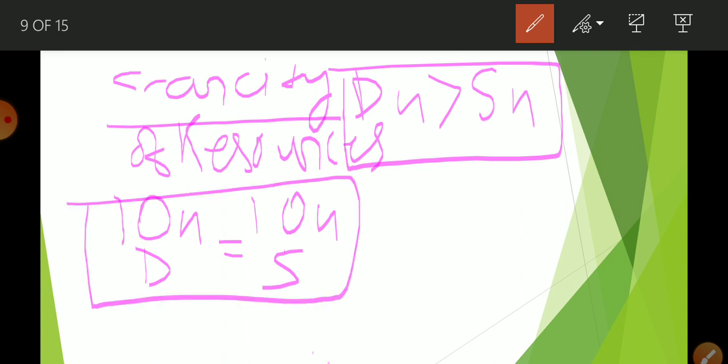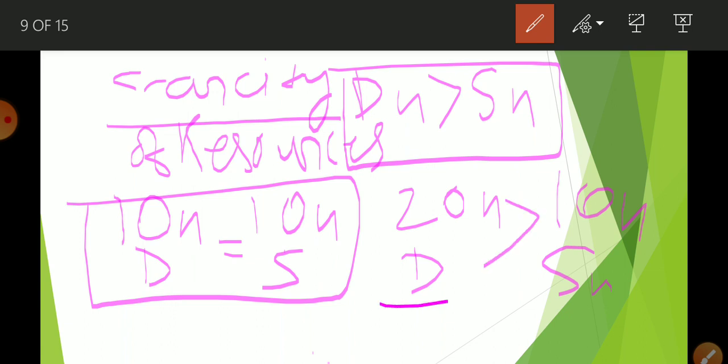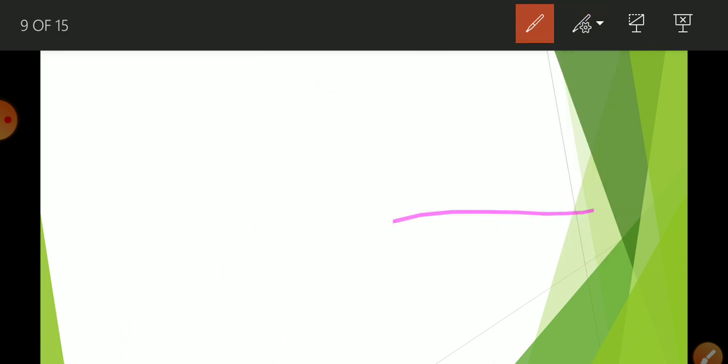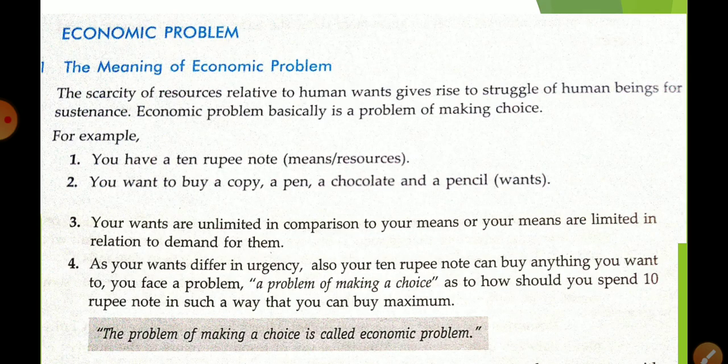Now suppose demand is 20x and supply is 10x. So here we get this condition, and this is known as scarcity of resources. Now, what do you mean by economic problem?